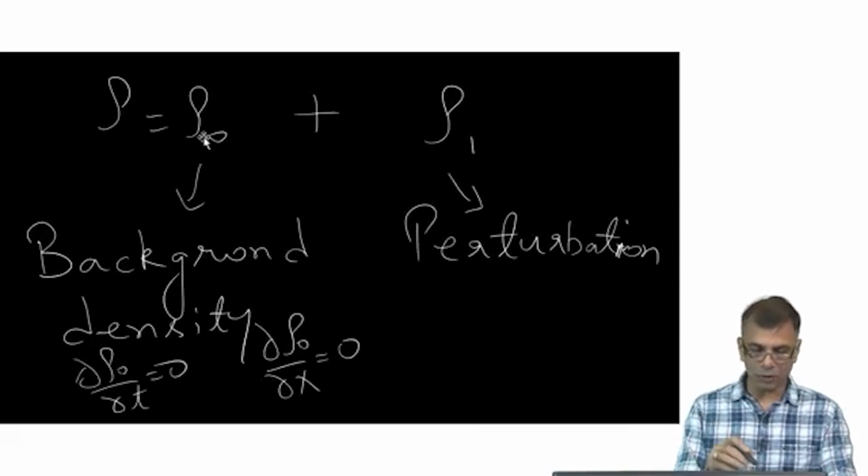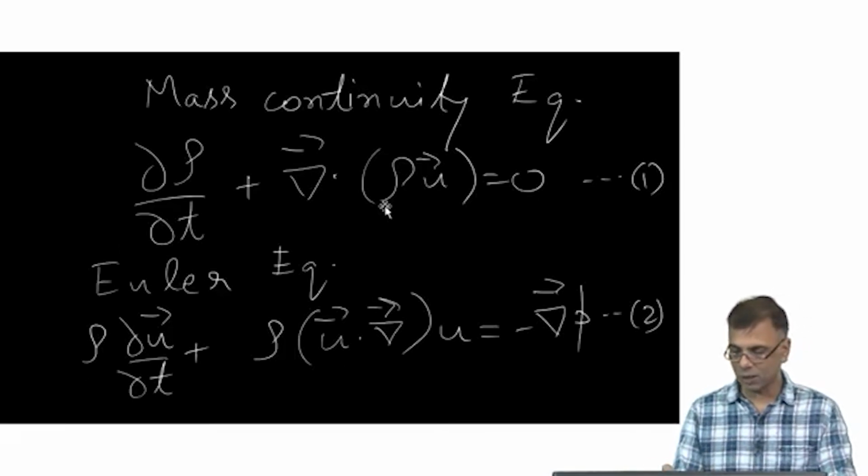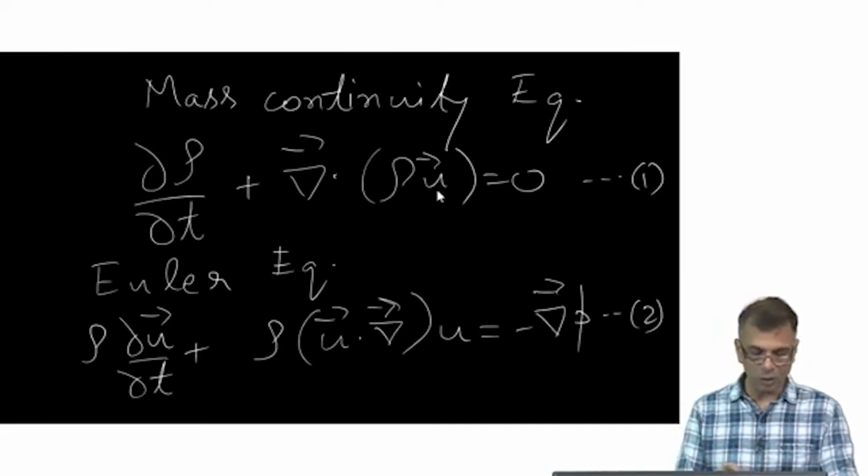What do I mean by this? For instance, I'm allowed to neglect things like, say for instance, when you substitute rho equals rho naught plus rho 1 in the mass continuity equation. So you would have rho naught plus rho 1 here and u naught plus u1 here, but u naught is of course 0.